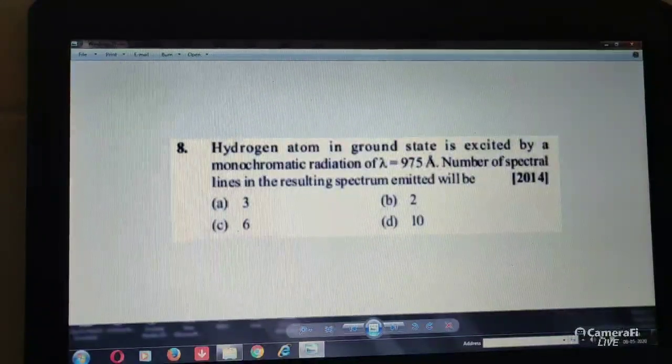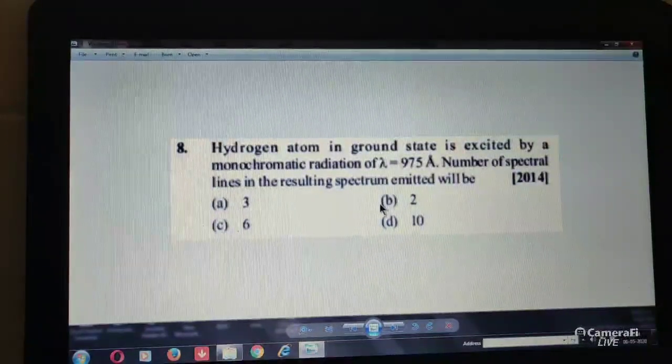Question number 8. Listen. A hydrogen atom in the ground state is excited by monochromatic radiation of wavelength 975 Armstrong units. The number of spectral lines in the resulting spectrum emitted will be... Okay students, the wavelength is given, the number of spectral lines is asked.